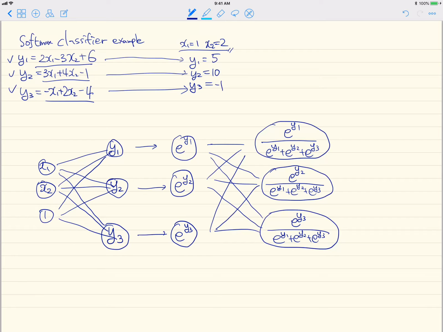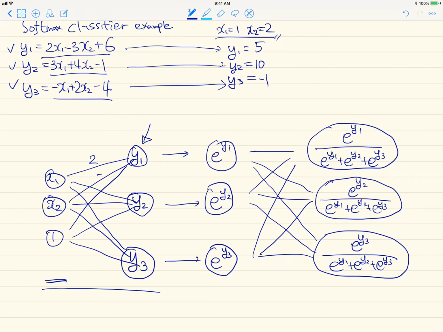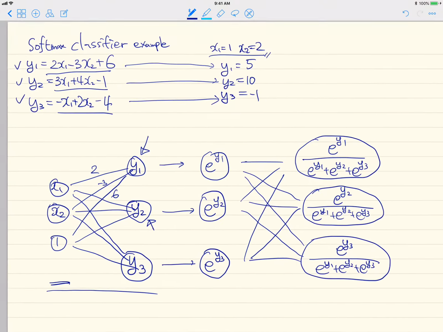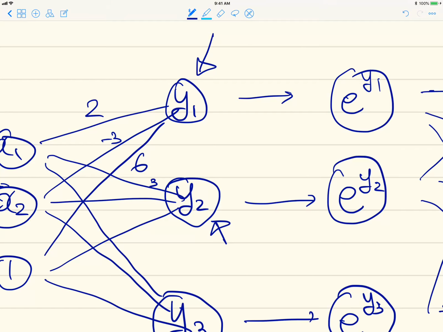And then from the neural net perspective, we can represent it as these. So the first one is our input layer that is composed of x1, x2, and bias term 1. And then, in order to produce y1, the linear combination coefficients will be 2, -3, and 6. And for y2, it will be 3, 4, -1, right?